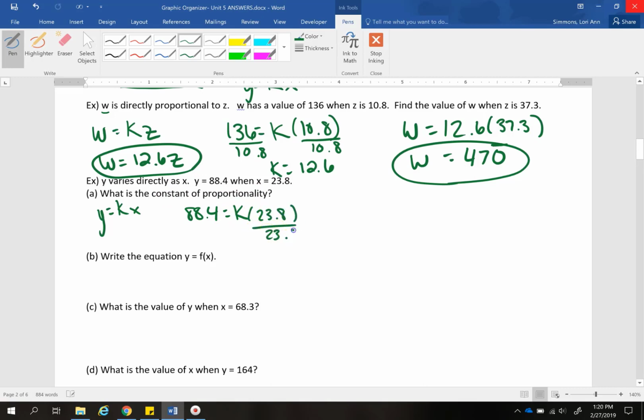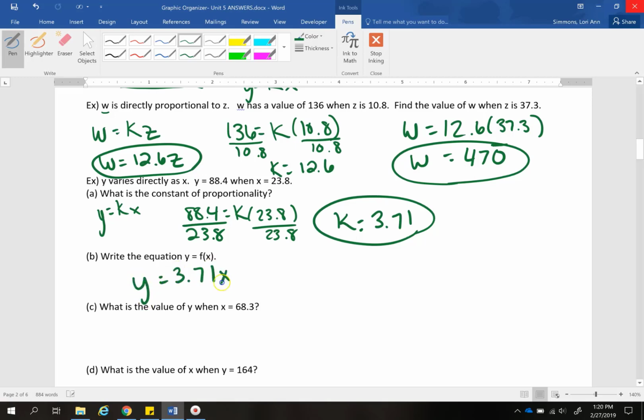So solve for k. So divide both sides by 23.8. K is equal to 3.71. That's the answer to A. B, write the equation. Y equals 3.71x, or you could write f of x is equal to 3.71x. Right, so all we did was put k back into this beginning equation.